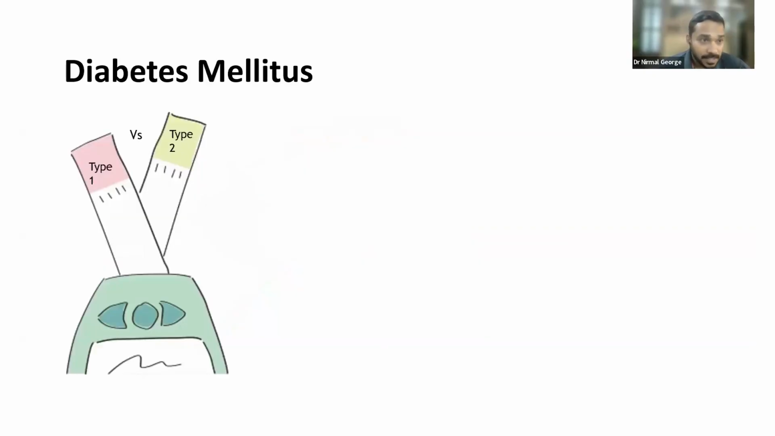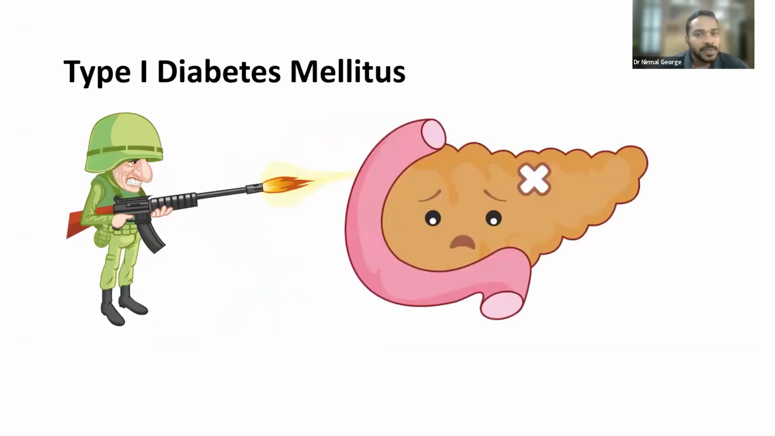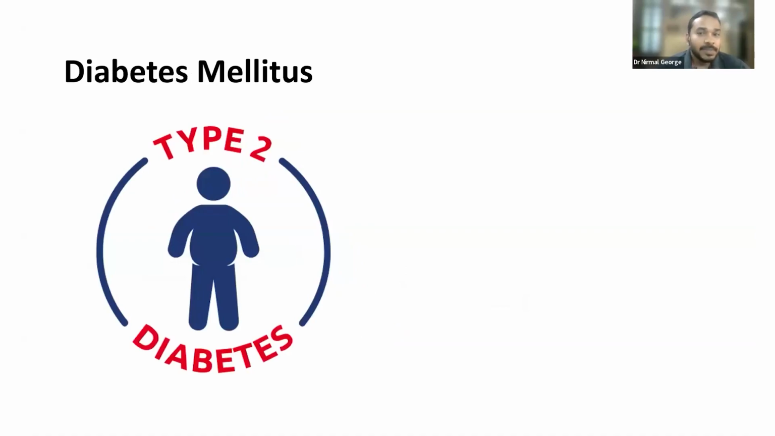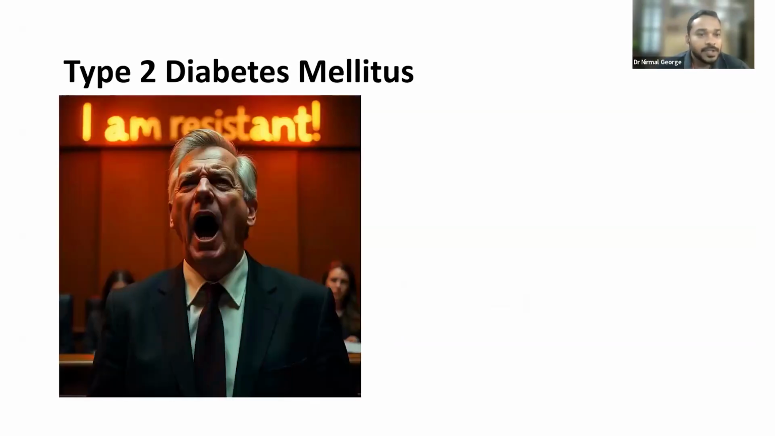In this session, we will be discussing two main types of diabetes mellitus, type 1 and type 2. In type 1 diabetes mellitus, the body produces autoantibodies which destroy the beta cells of the pancreas. That will result in reduced insulin secretion. So there is deficiency of insulin in patients who have type 1 diabetes mellitus. In type 2 diabetes mellitus, insulin is secreted in normal or low amounts, but the tissues are not responding to insulin. They are resistant to insulin. This is called insulin resistance.